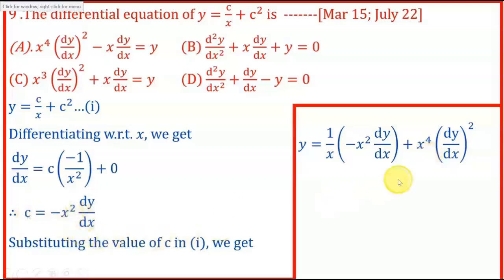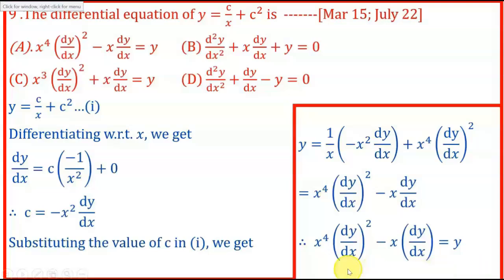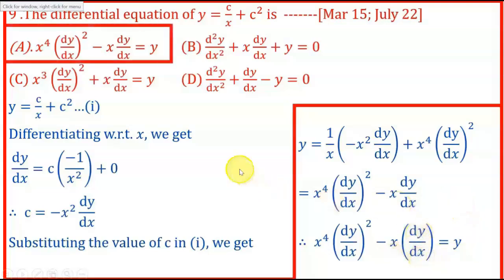Now here the value of c², squaring on both sides, c² = x⁴ (dy/dx)². Therefore y = (1/x)(−x² dy/dx) + x⁴ (dy/dx)². And then after simplifying, you will get here y = x⁴ (dy/dx)² − x dy/dx, and hence the required differential equation is x⁴ (dy/dx)² − x dy/dx = y, and hence option A is correct here.